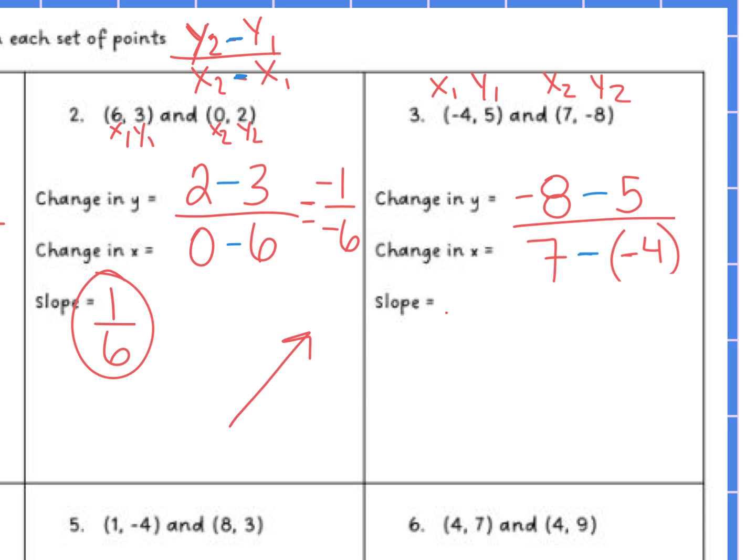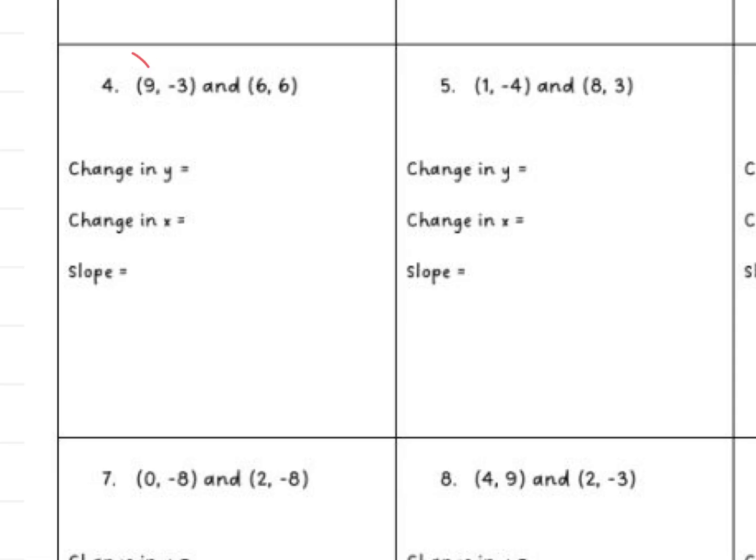So we get negative 13 over 11. We're not going to change that. It's a very ugly decimal. What direction is this line going? Down.